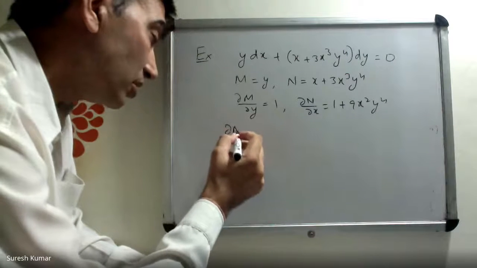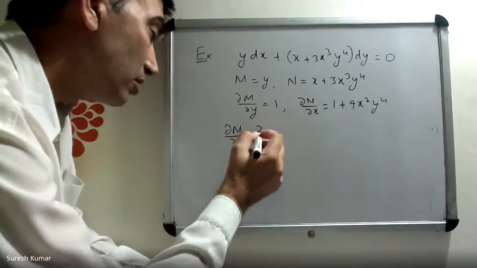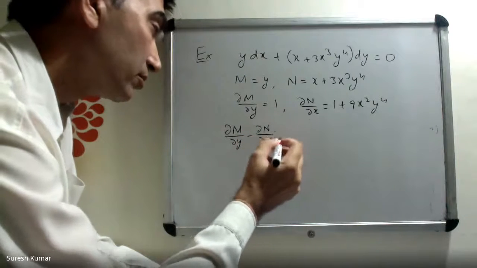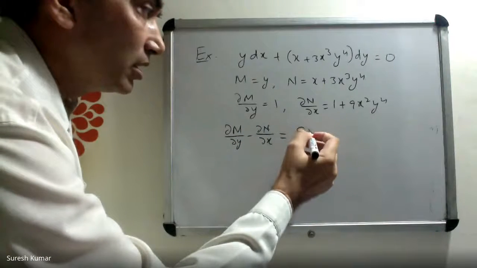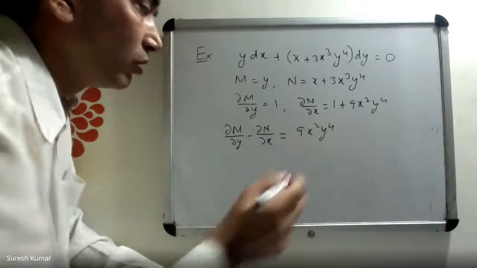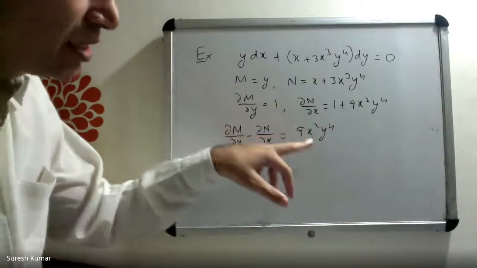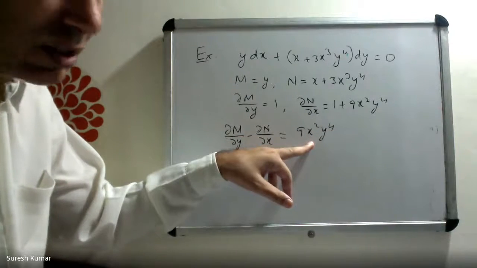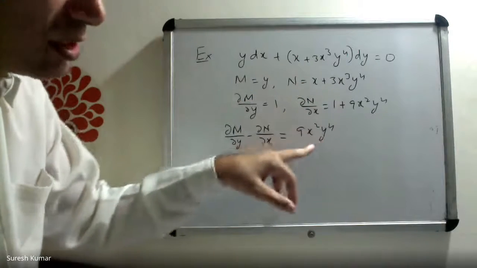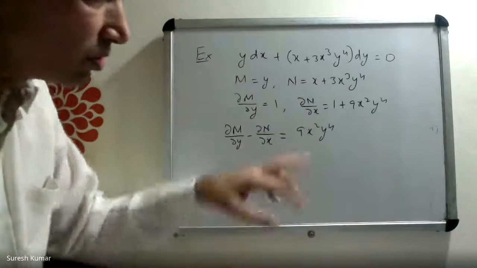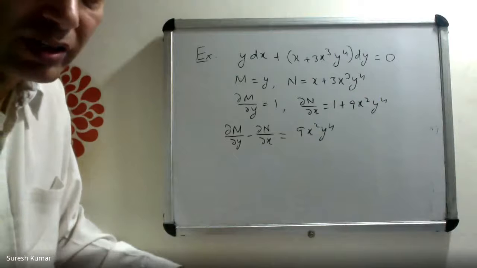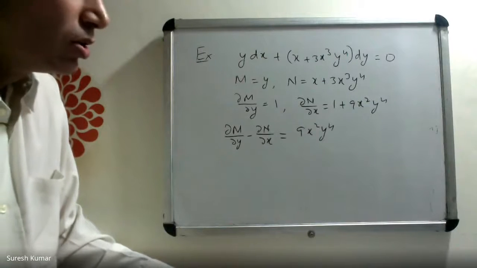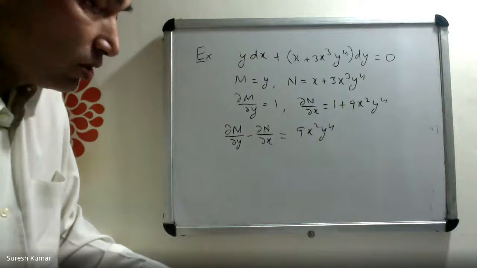Next, if you try del M over del y minus del N over del x, then you get 9x square y to the power 4. If you divide by M, still it is a function of x and y. And if you divide by N, there is no point in dividing by minus N because, again, x and y both are there. So how to deal with this kind of problem?